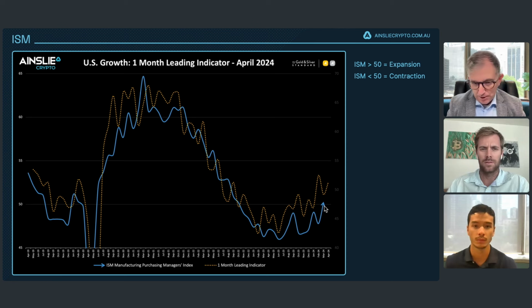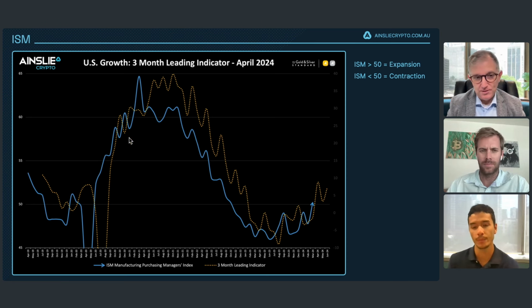And when you say it's broken up, it's just popped its head over that 50 line, like it's right on that line. But we've been waiting for this for a long time. This is looking at the 3-month leading indicator that we have as well, that tends to look further out into the future. So it just popped its head above, but you would be expecting to see that continue? Yeah.